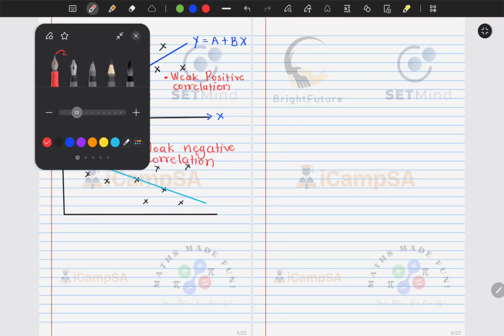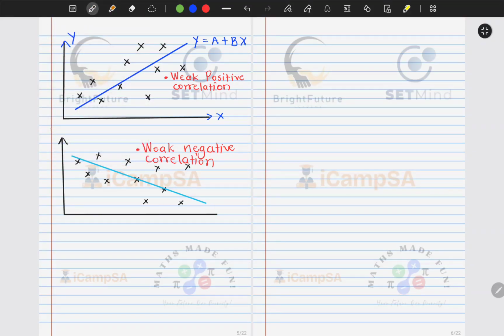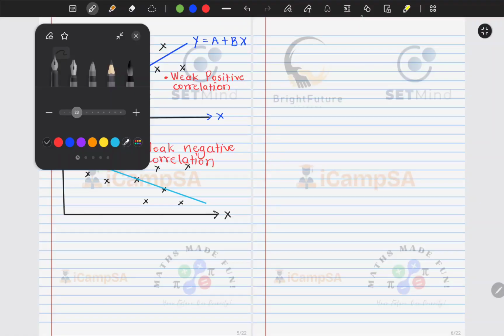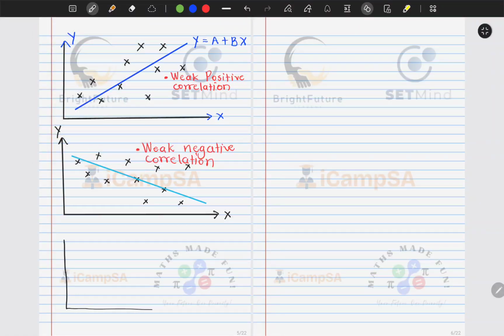Okay, so that is what we have there. So obviously this is y and this is x. Okay, so that is what we have. Then if we have no relationship at all between data points, then we are going to say there's really no correlation. Okay, let's consider an example like that where it's just too random.